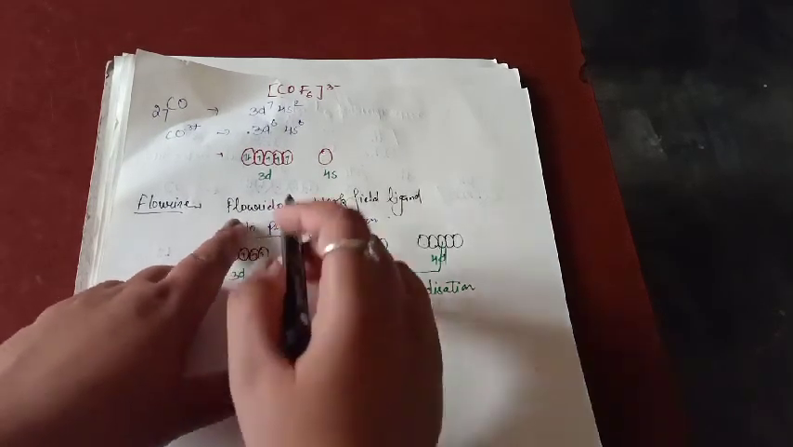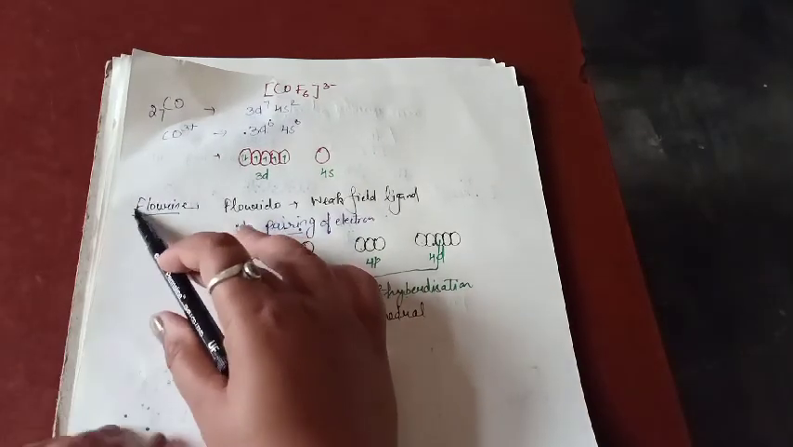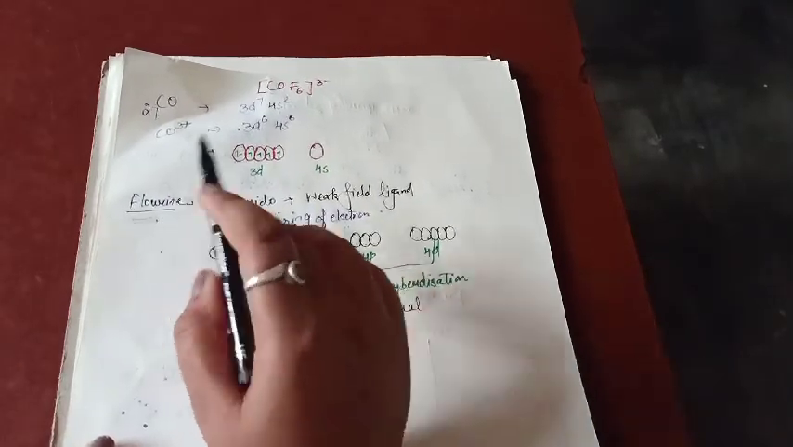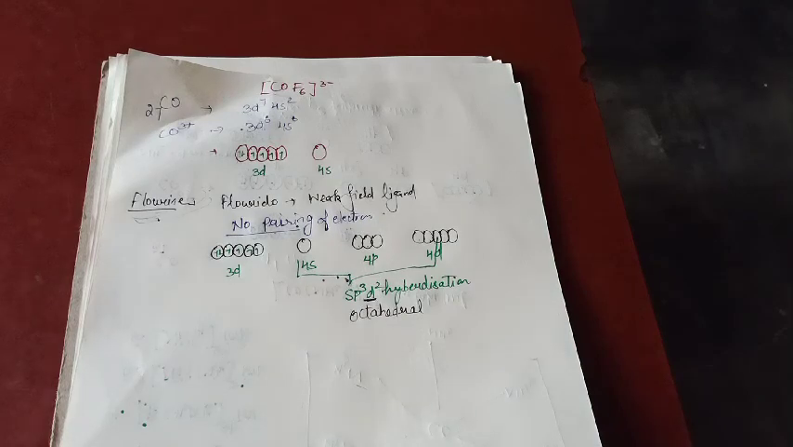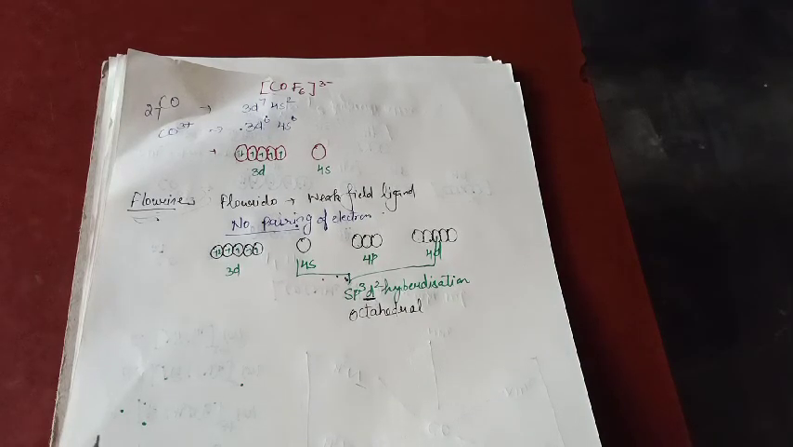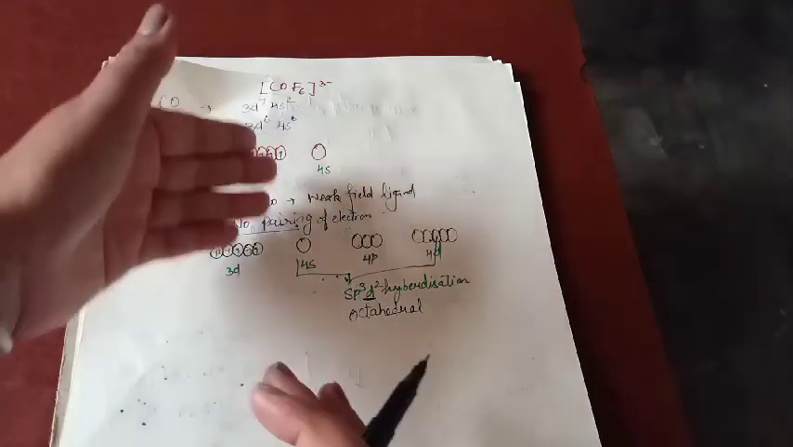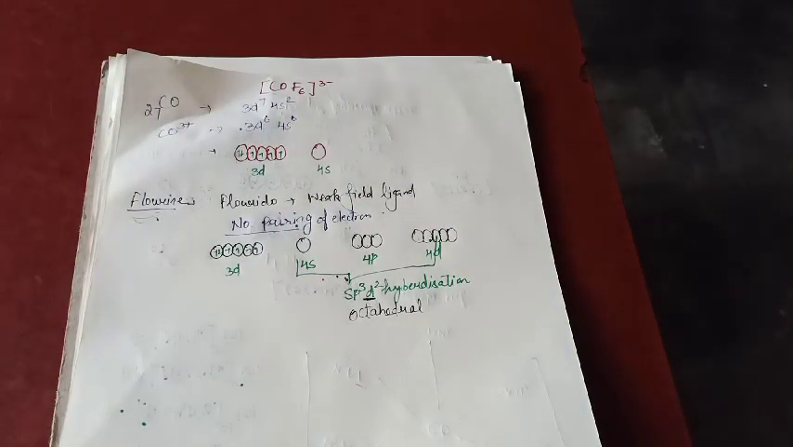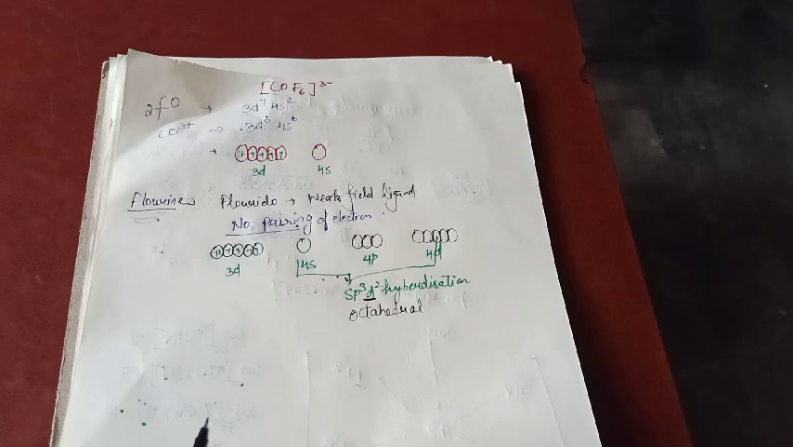The difference has happened just because of the difference of the ligand. Here the ligand is weak field, whereas in the last complex the ligand is strong field. Why is it so? This is the limitation of VBT. When we end this concept, we are going to discuss the limitations of VBT: it does not explain why the complex will be inner and why it will be outer.